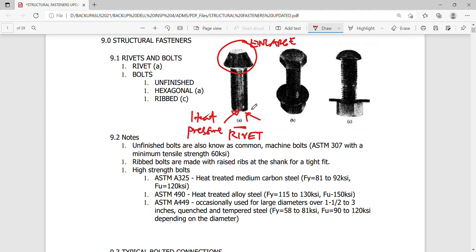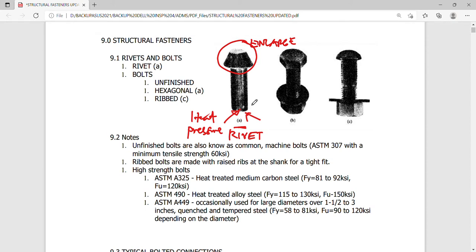to enlarge the other side and produce a clamping force to the plates that are being fastened, while these two bolts here are made of head and shank, upon which there are threads for the other end of the bolt length to be tightened by means of nuts. So that's the only difference between the two.